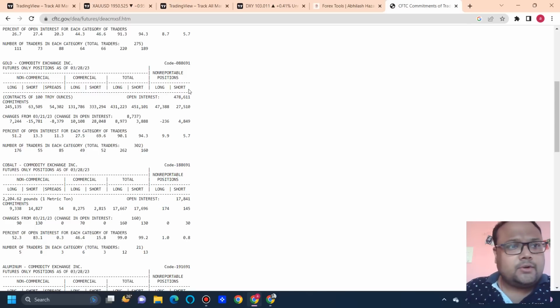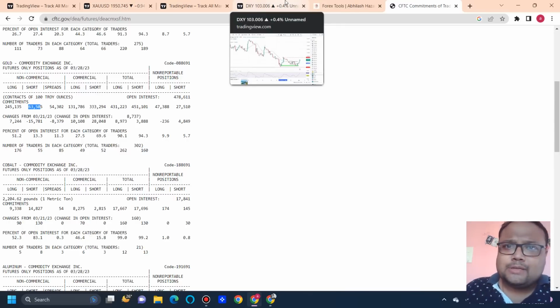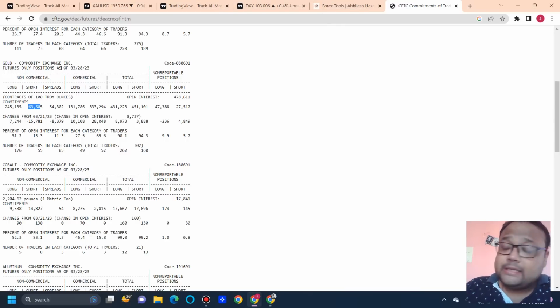If we look at the COT data, here is gold. You can see the non-commercial number of long contracts are 2,45,135, whereas short contracts are 63,505. So there's a huge difference between long contracts and short contracts. And there's a possibility that after some discount, there may be some further upside on the chart of gold because of the huge difference between the long contracts and the short contracts.